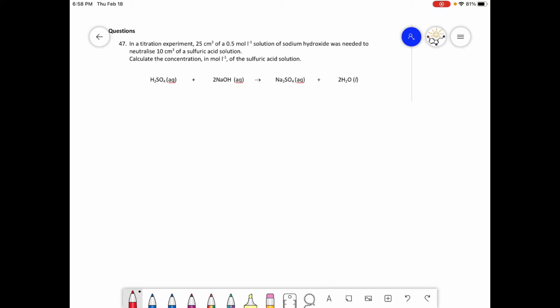A titration calculation usually asks you to calculate the concentration, and it gives you a balanced equation, which we can see. Step 1 of this calculation is to pick out the information from the question, because it's very easy to put the numbers in the wrong place. We're only interested in the reactants, so I'm just going to forget about the products. We're only told in the question about the sulphuric acid and the sodium hydroxide. So let's go back to our question.